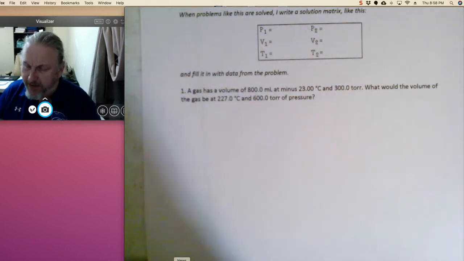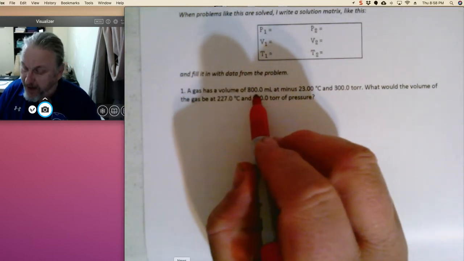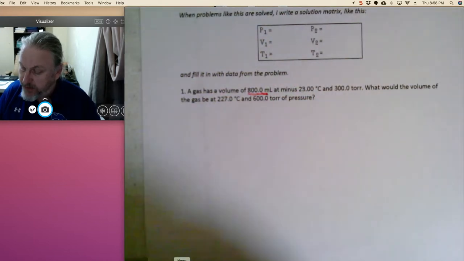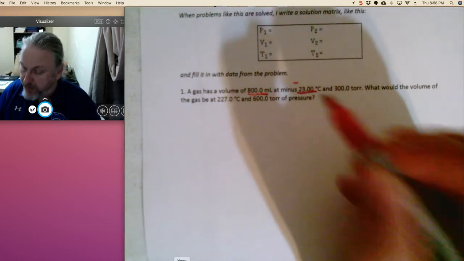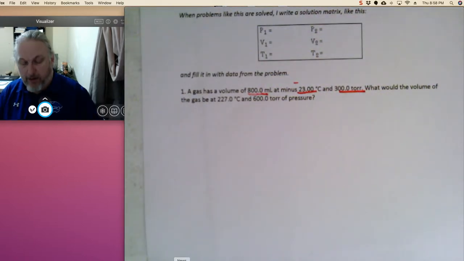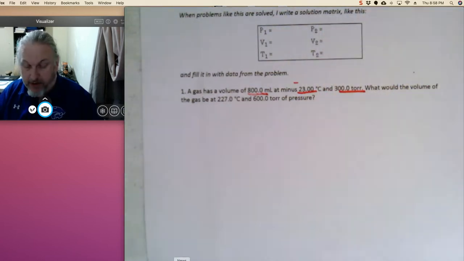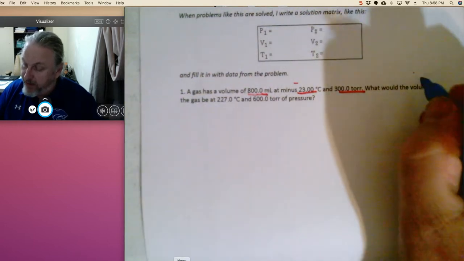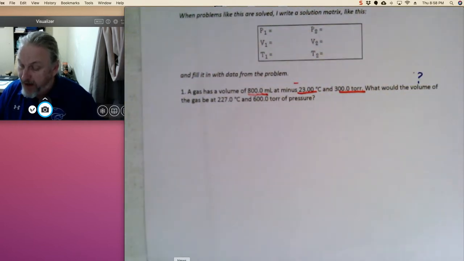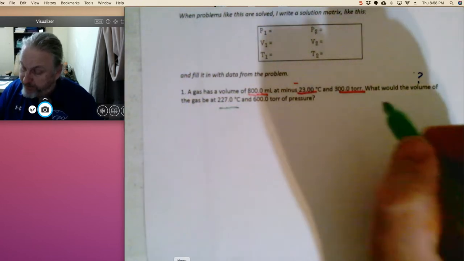The cool thing about these is always look at the problem. Let's look at problem number one. Now here I have a gas that has a volume of 800 milliliters and it's at minus 23 degrees C and at 300 torr. That tells me I'm looking at all three variables. Now let's look and see what changes. It's asking what the volume is. That would be a question mark, the unknown variable, of the gas at 227 degrees C and 600 torr of pressure.